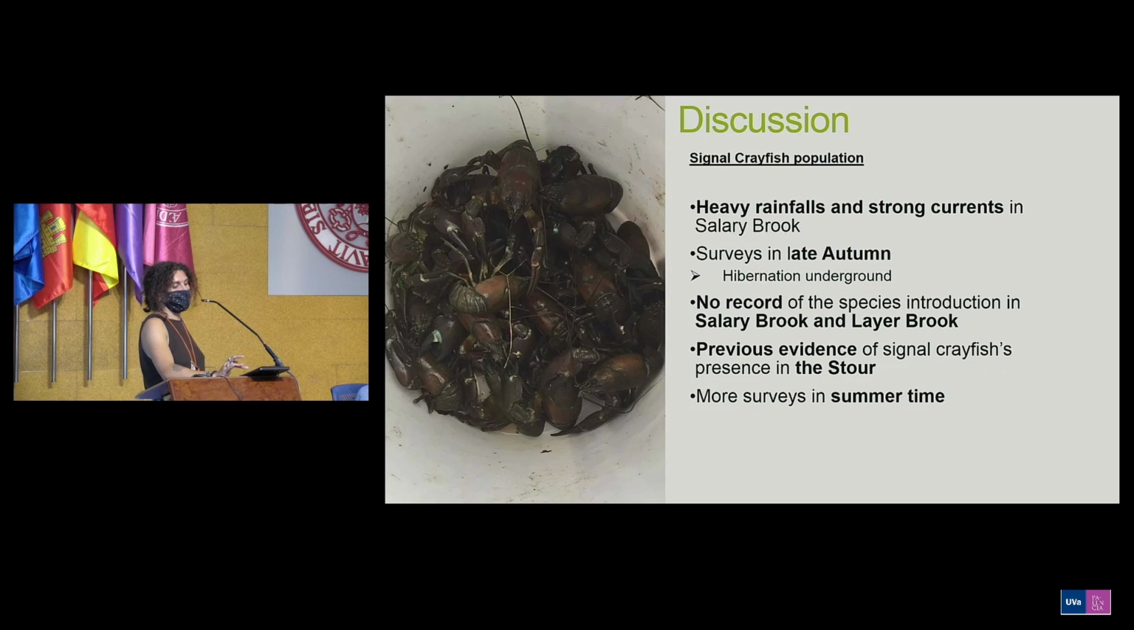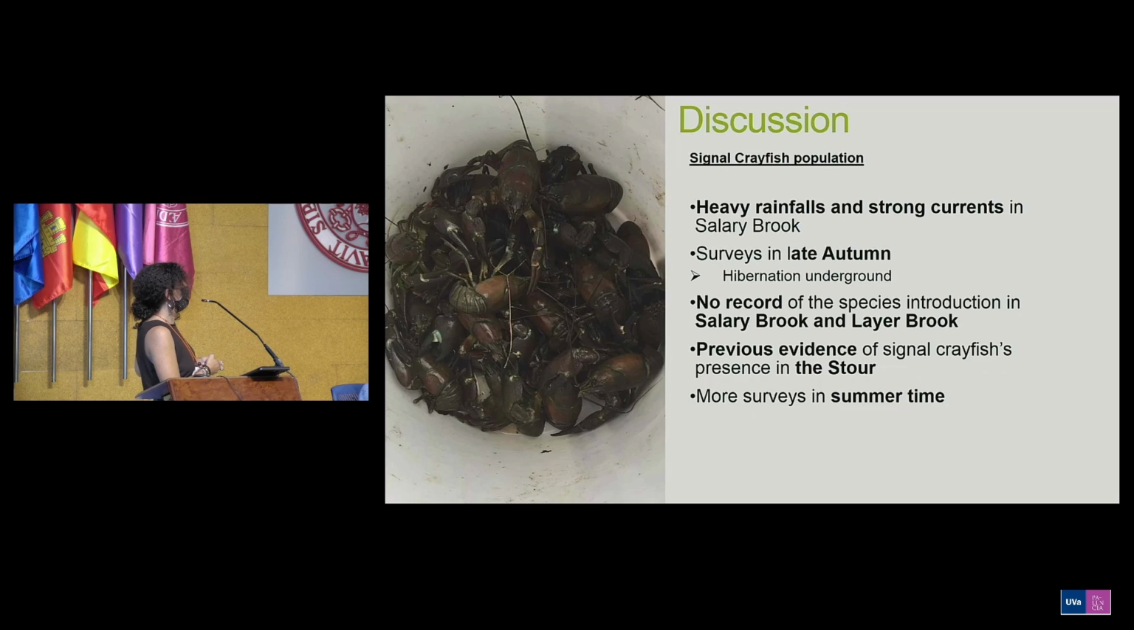So how can we comment on these results? For example, when I surveyed Salary Brook, heavy rainfalls and currents took place. And Salary Brook is a very small, narrow stream, so it took away almost all of the crayfish, so I only found 2 there. It's also worth mentioning that the surveys took place in late autumn, and at that time, the species starts to hibernate underground in the river substrate to prepare itself for winter.